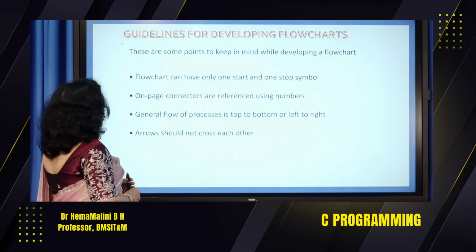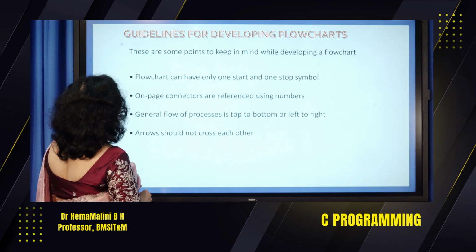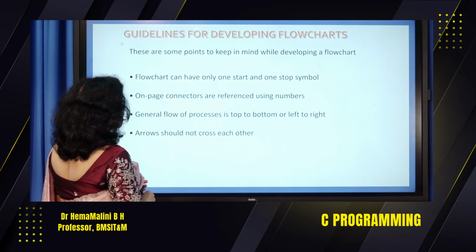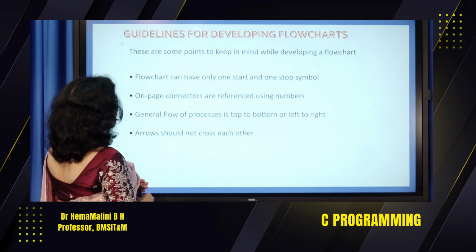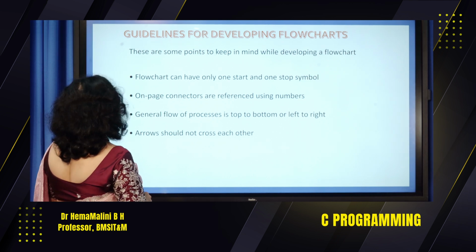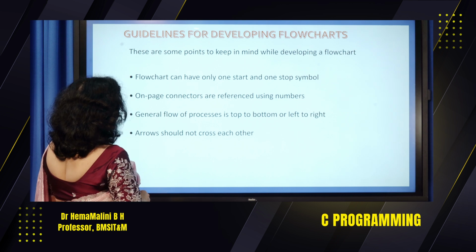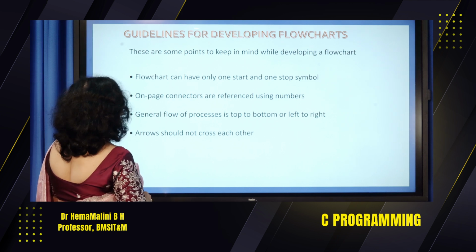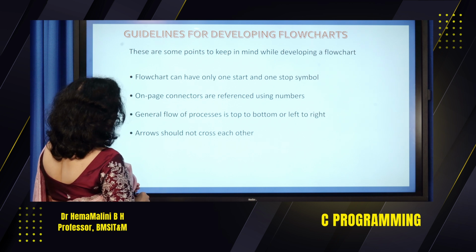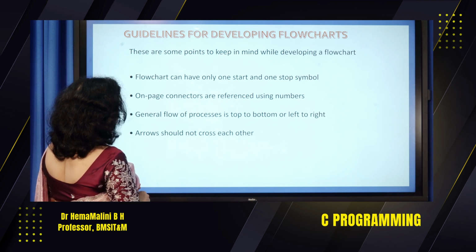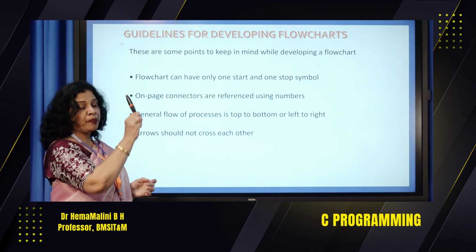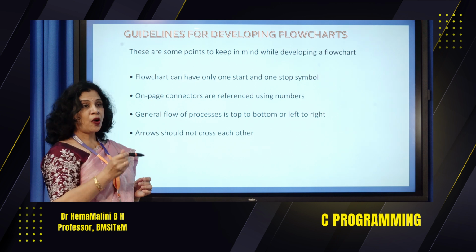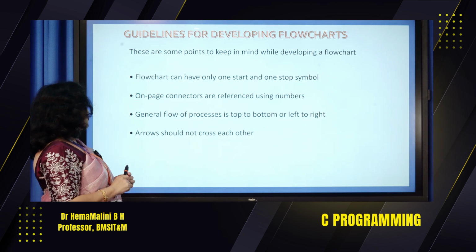Now let us see the guidelines for developing flowcharts. There are some points which we have to keep in mind while developing a flowchart. A flowchart can have only one start and one stop symbol. On-page connectors are referenced using numbers. The general flow of processes is top to bottom or left to right. This direction we have to keep in mind. We do not go from bottom to top. It is always top to bottom, left to right.